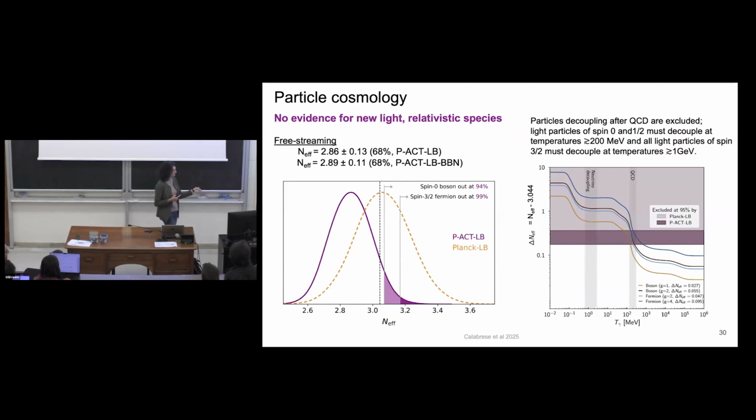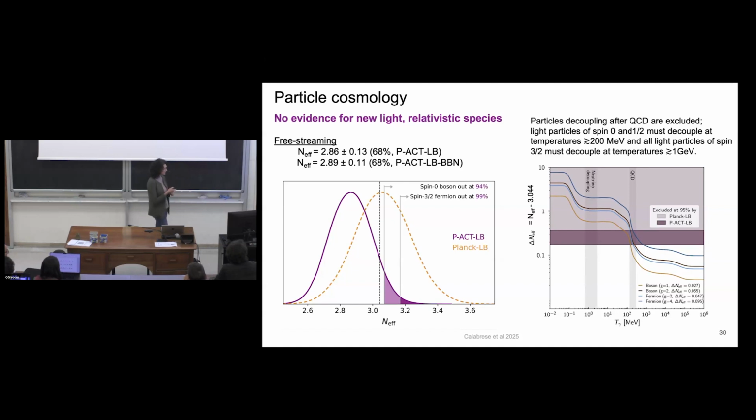So these are new constraints derived on the effective number of relativistic species. This is the standard model prediction of 3.044 that you get by calculating exactly what you expect with 3 neutrinos and then all the different corrections that you need to add to that. And this is the new result, the new distribution that you obtain with the ACT observations.